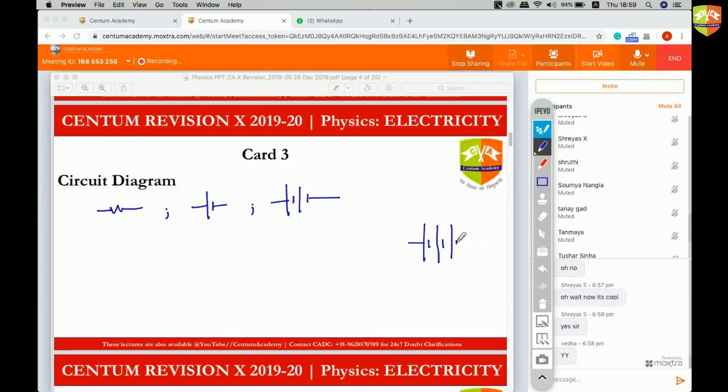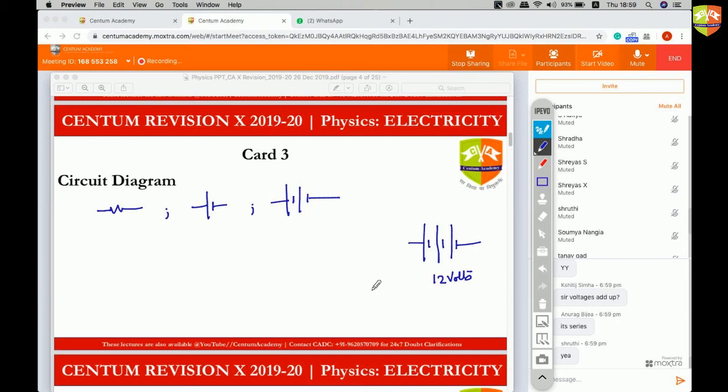So this is the most important part, because while walking through the previous year papers, circuit diagram was something which I saw in kind of every paper. For knowing the circuit diagram, what you should know is the logic symbols. A few you remember, like you remember how a resistor looks, how a cell looks, how a battery looks.